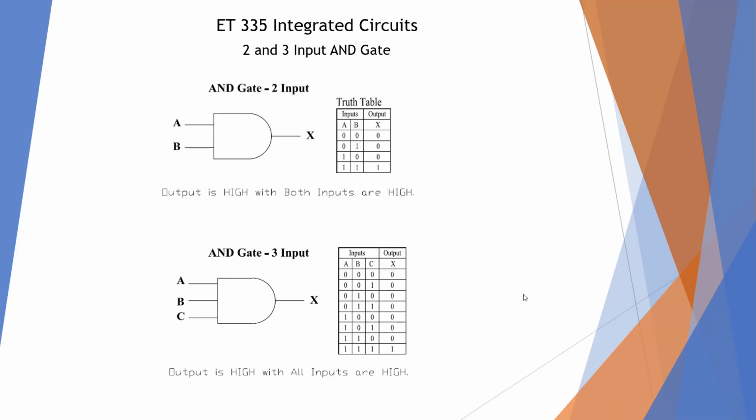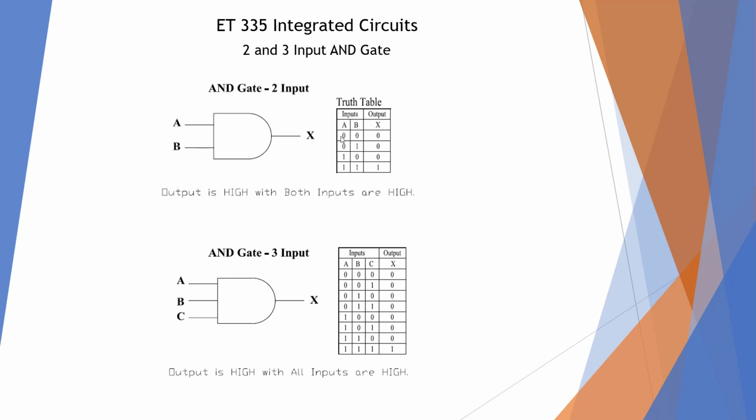Here we have a 2 and a 3 input AND gate. This is a truth table. This shows all possible combinations of this. So we have 2 to the second power, which is 4. So that means that we have 4 possible conditions that this could be.